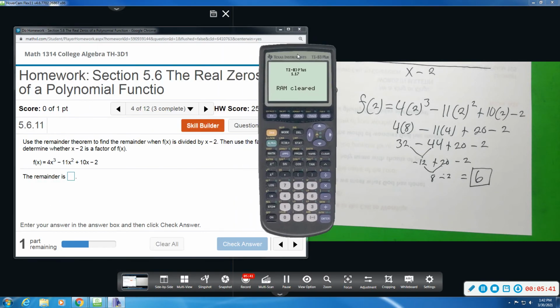Okay, so one thing, I can actually plug it in, or I can just type in the function. So I'm going to show you y equals. I'm going to type in the function 4x raised to the third minus 11x squared plus 10x minus 2. All right, so if I go second graph to see the table, and we go down to where x is 2, right here, we get the y value of 6, which is what we got here.